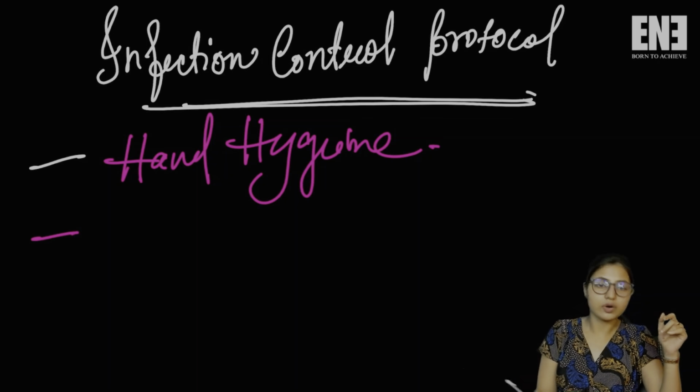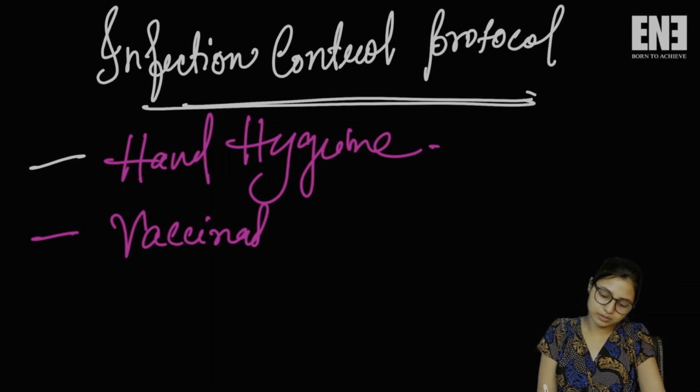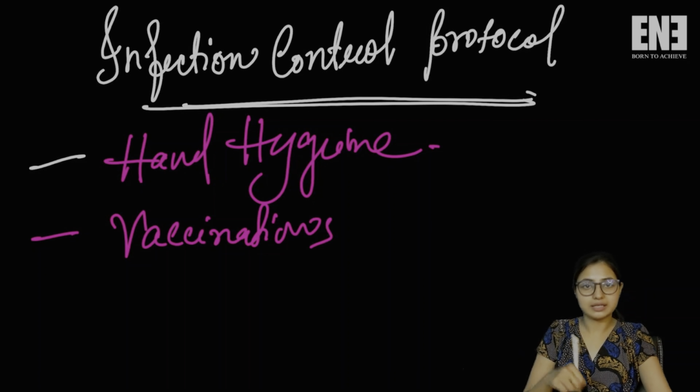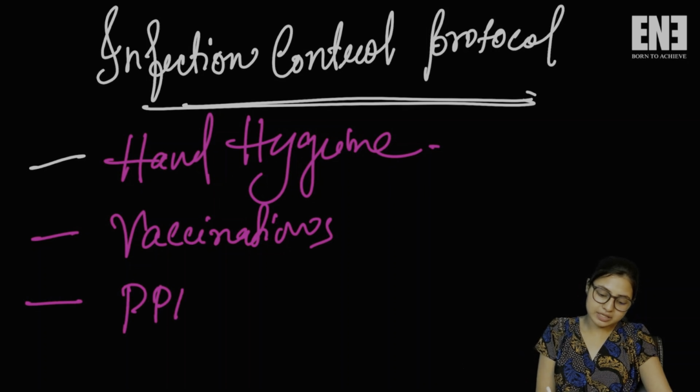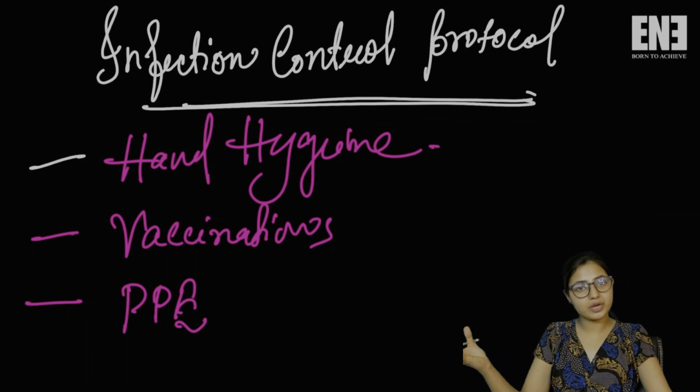What is the next thing we can do? As a prevention you can take vaccinations. Proper PPE kit should be worn by healthcare workers. PPE kit means personal protective equipment, and that will help you to prevent infections. What are the components of PPE?